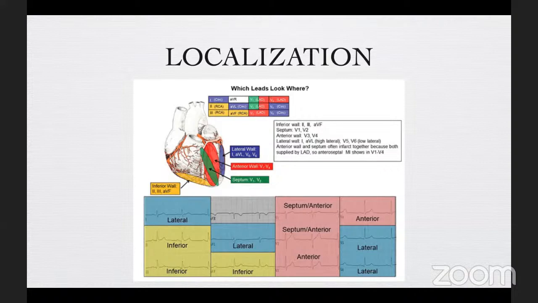Anterior wall and septum often infarct together because both are supplied by the LAD. So anterior septal MI shows in V1 to V4. Lateral wall, in blue, shows in leads 1, aVL, and V5 and V6, and is supplied by the left circumflex. True posterior wall MIs might cause precordial ST depression, inverted and hyperacute T waves. Both ST segment elevation and upright hyperacute T waves might be evident with the use of right-sided chest leads.